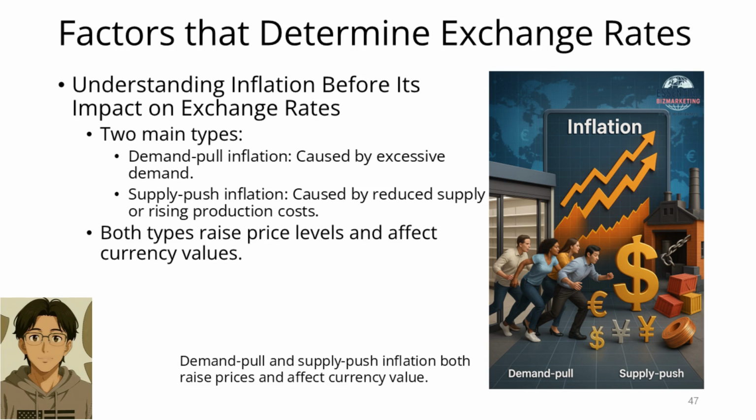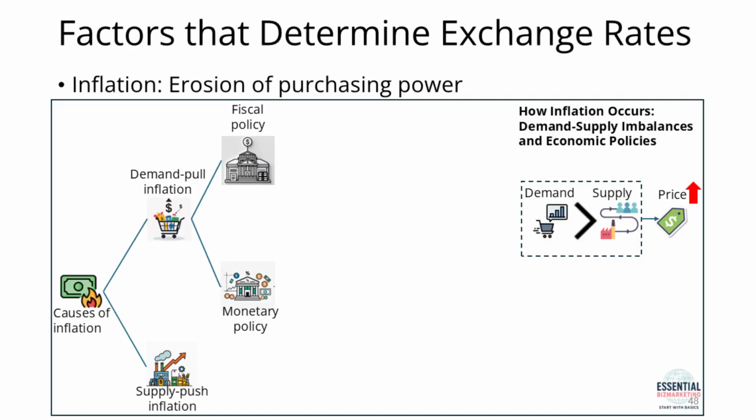Both types drive prices upward and influence the value of a country's currency. Let's break down how inflation develops from different causes. Demand-pull inflation is triggered by rising demand supported by fiscal or monetary expansion. In contrast, supply-push inflation stems from higher production costs or supply shortages.